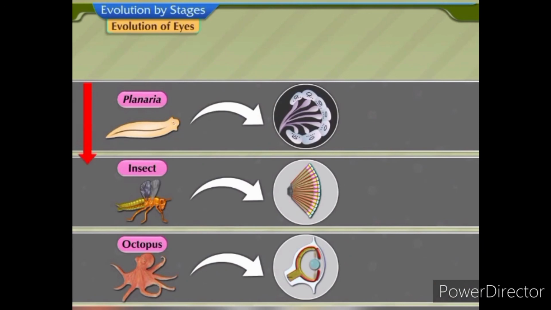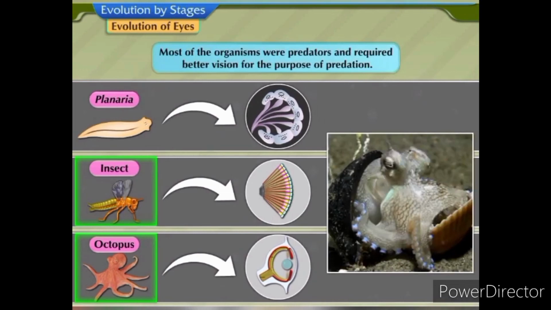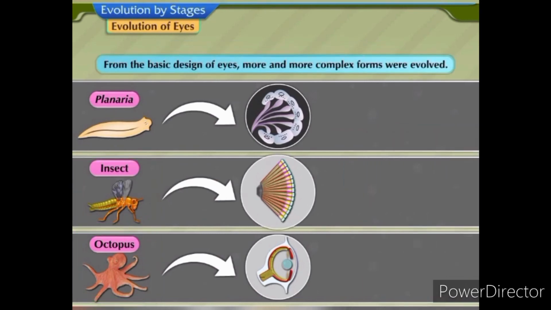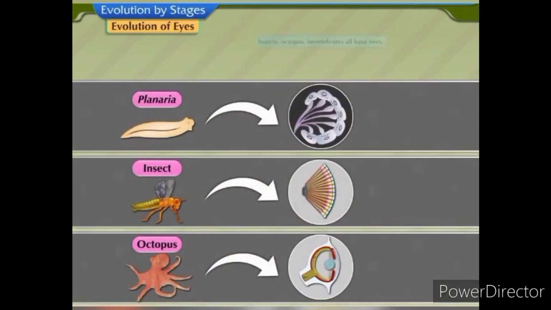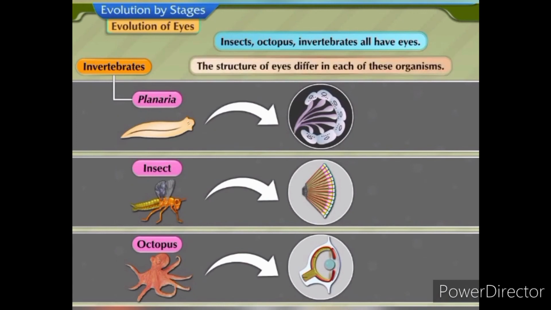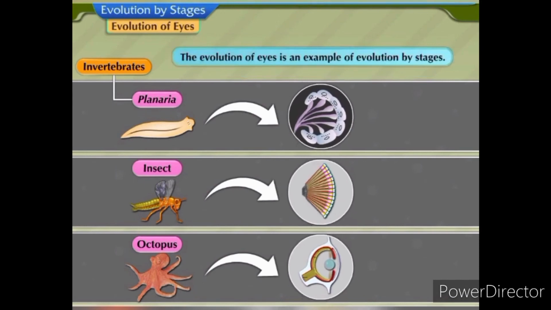As evolution progressed, comparatively large and mobile organisms evolved. Most of them were predators and required better vision for the purpose of predation. Hence, from the basic design of eyes, more and more complex forms evolved. Insects, octopus, and invertebrates all have eyes. However, the structure of eyes differs in each of these organisms. This suggests that they have separate evolutionary origins. The evolution of eyes, therefore, is an example of evolution by stages.